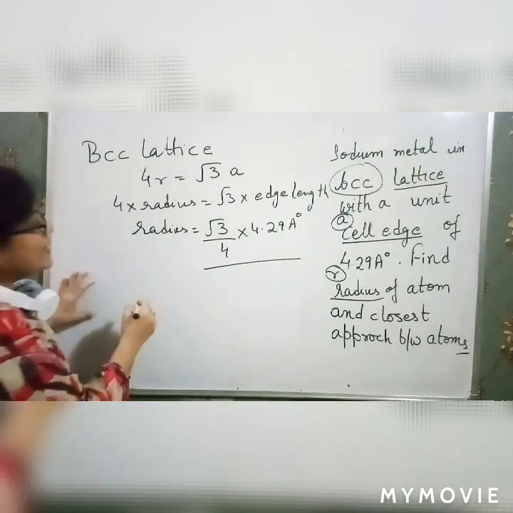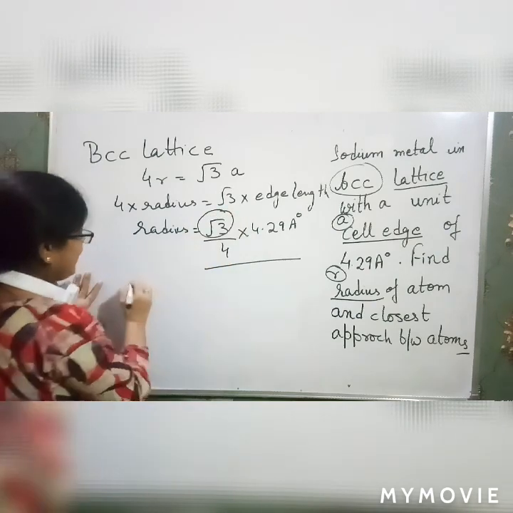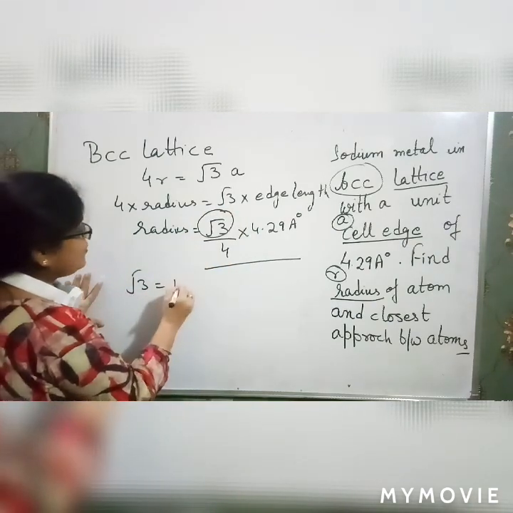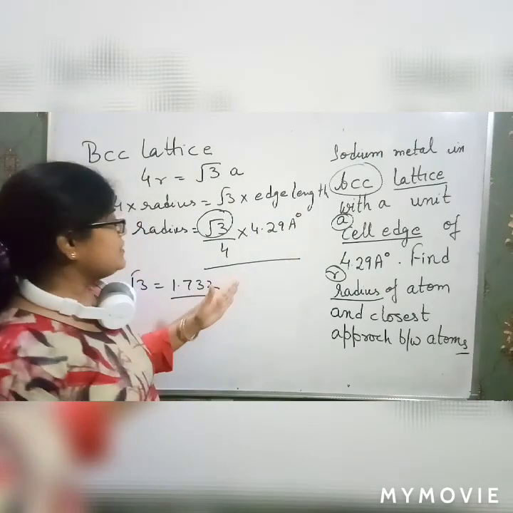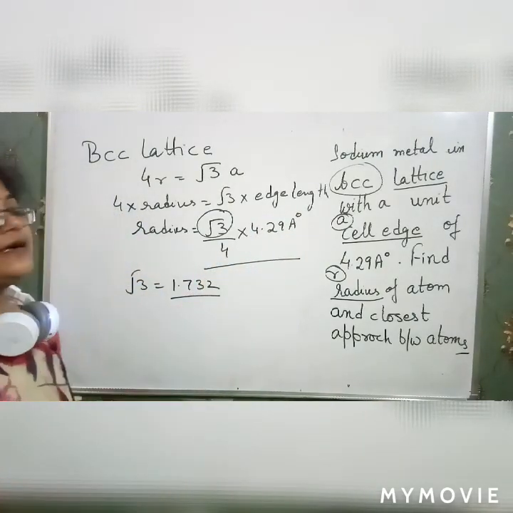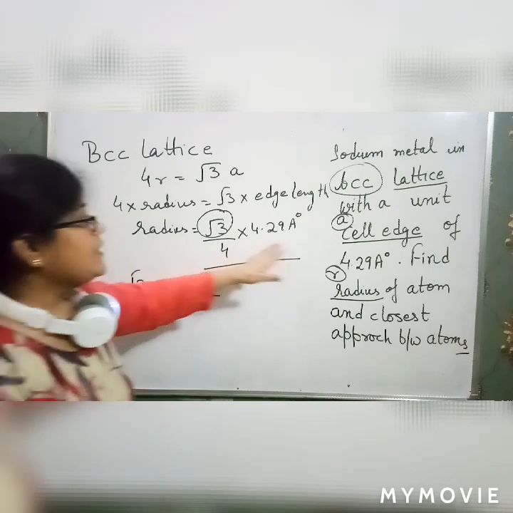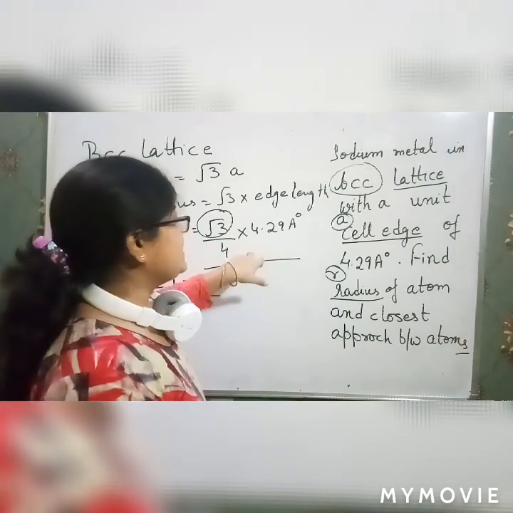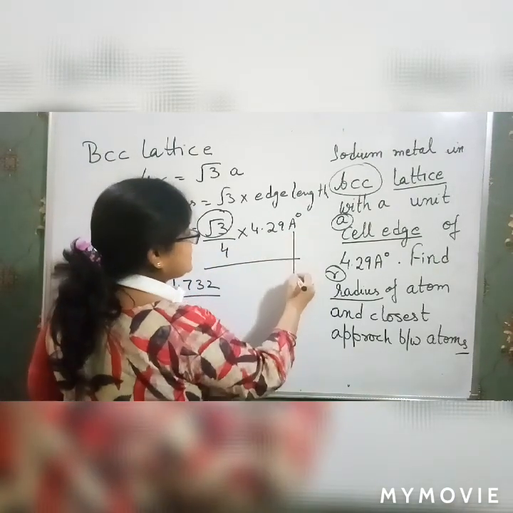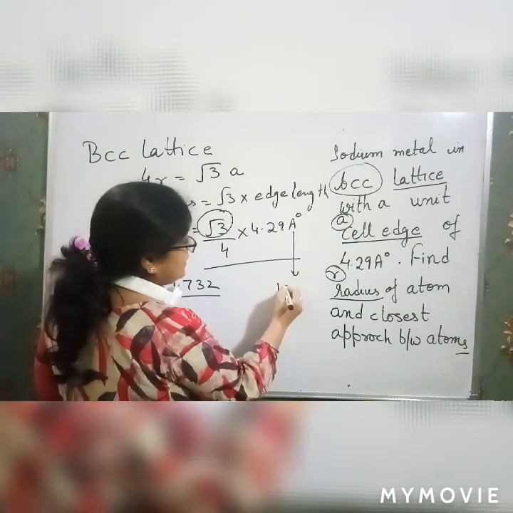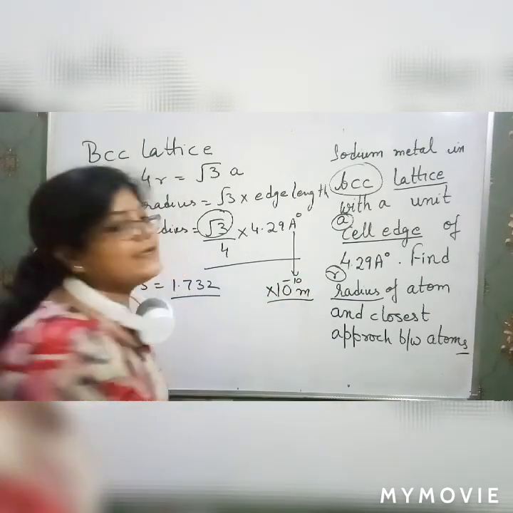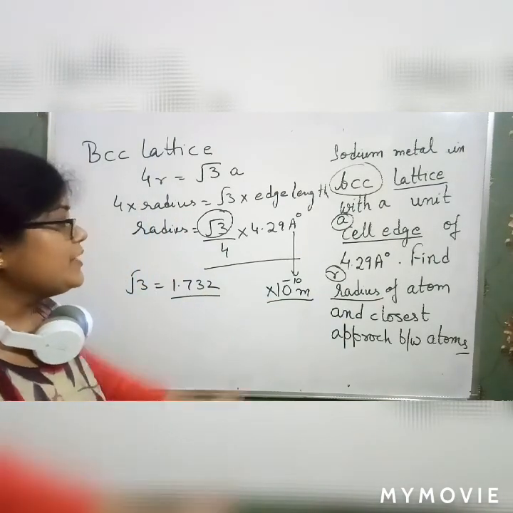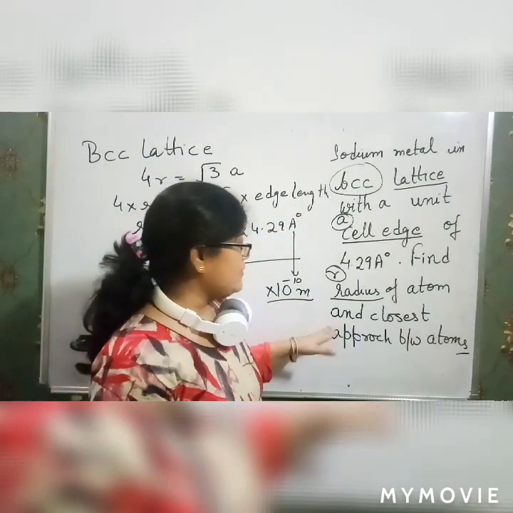Now you can solve this and you will get the answer. How will you find the answer? The value of under root 3 is 1.732, and just do the calculation and you will get the answer. Now if it is in meters, just convert this angstrom into 10 to the power minus 10 meter. Then you will get the answer and you can do it by yourself. Now I am proceeding to the second one.